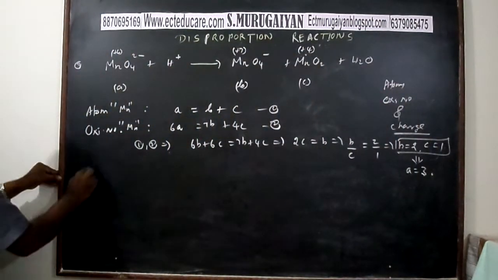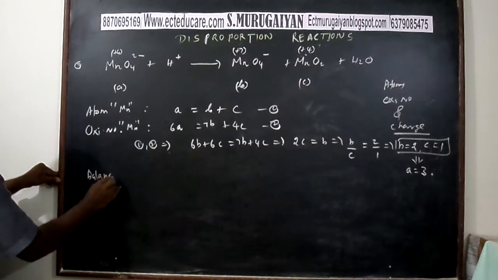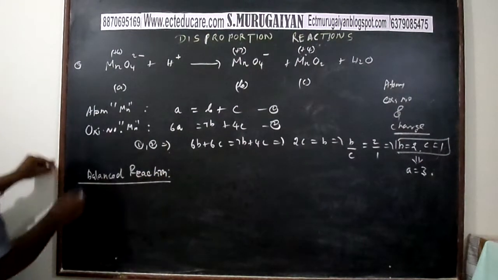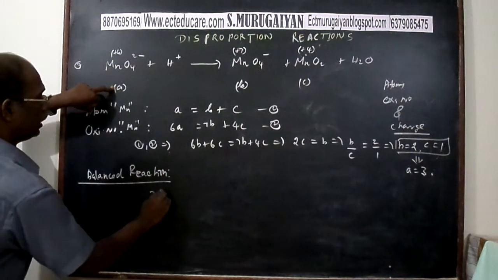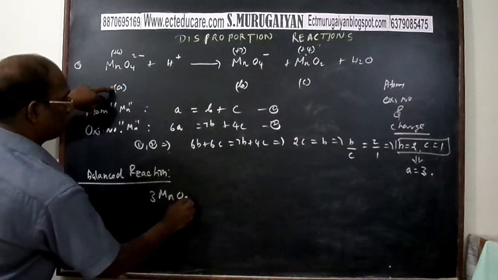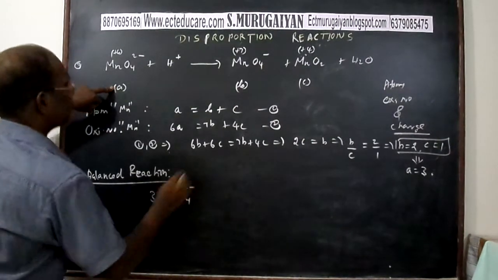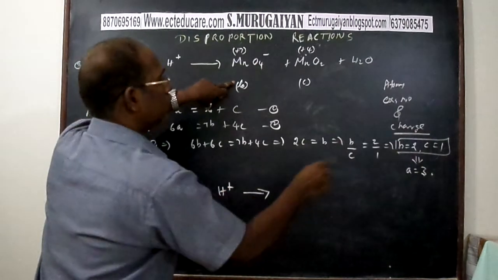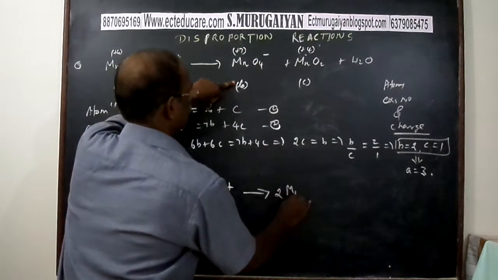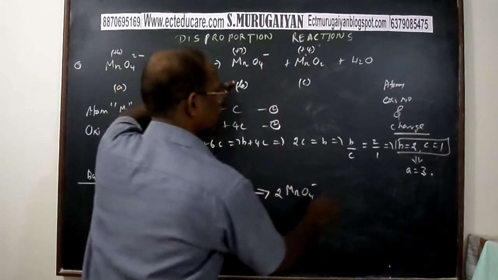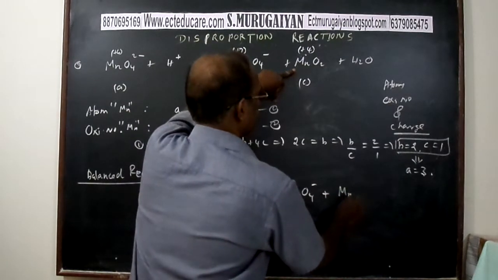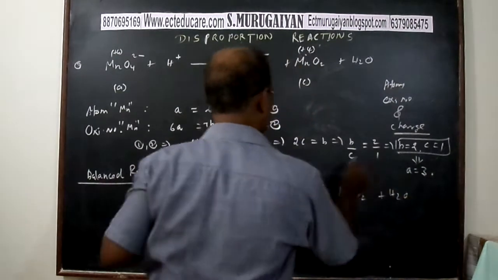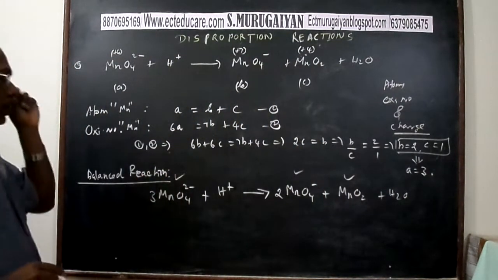Okay, now the balanced reaction or equation. A equal to 3, 3 MnO4 2 minus plus H plus implies B equal to 2, 2 MnO4 minus plus C equal to 1, MnO2 plus H2O. So these three are already balanced.